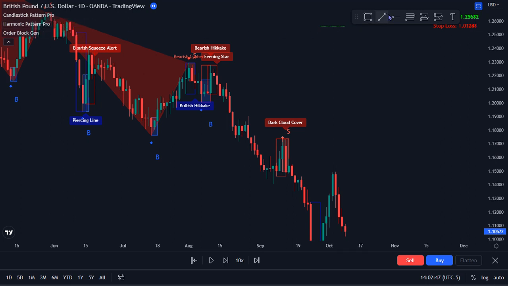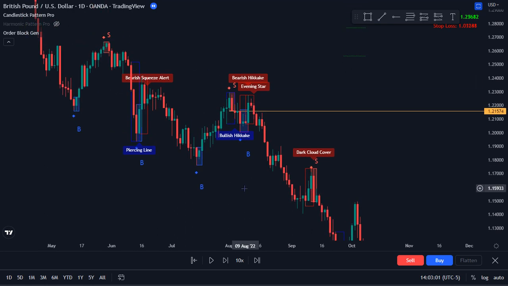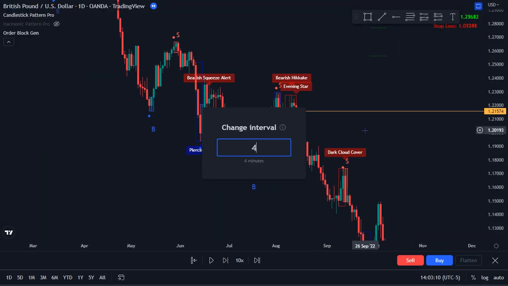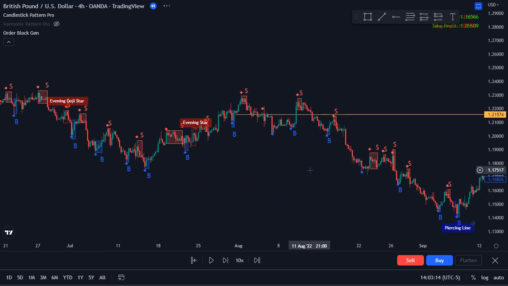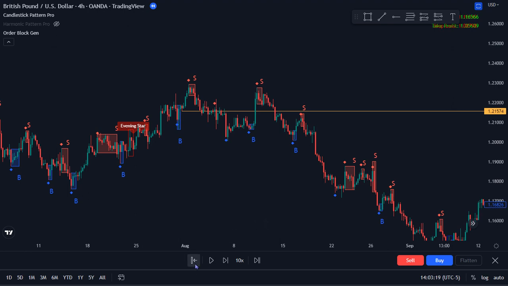So let me mark out the order block right here. Bearish order block right as the bearish Wolfe or harmonic pattern has formed. We're going to go to the 4 hour. Down one more time frame. Let me bring the replay bar back here.